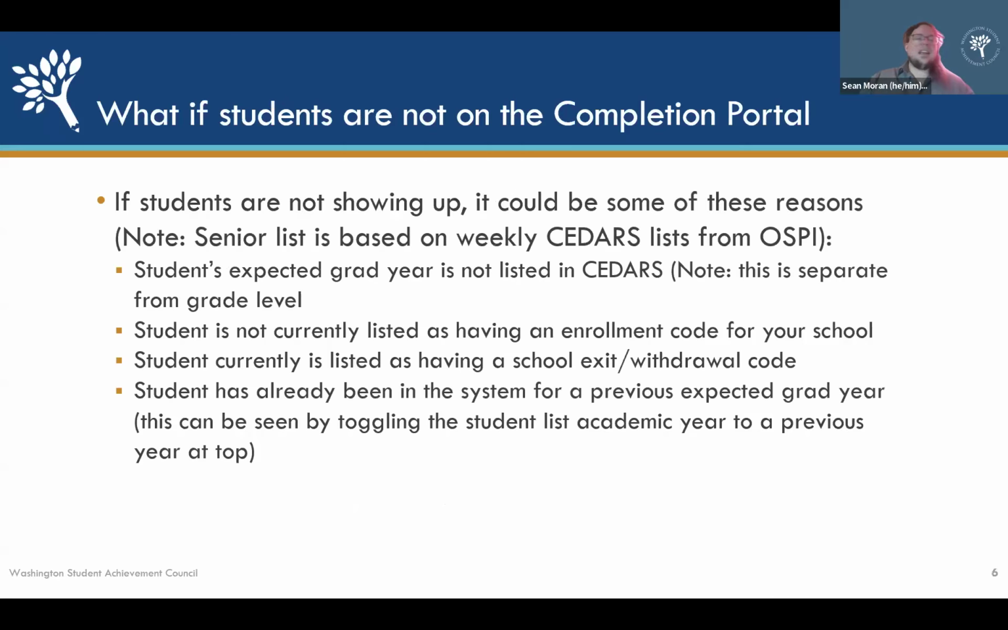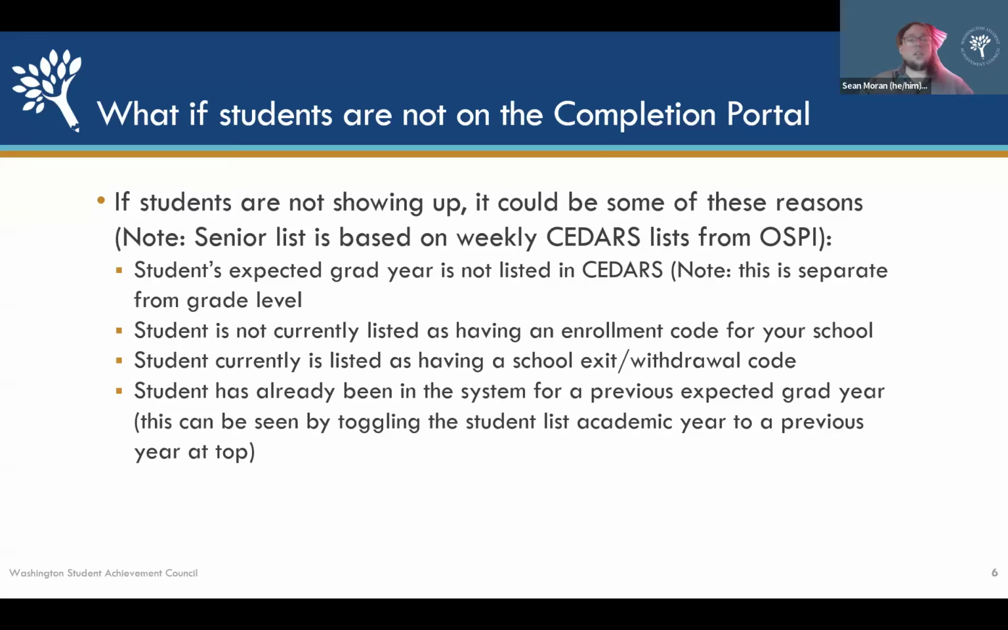Okay, the third one is actually something that comes up a lot from folks. What if students are not on the FAFSA completion portal? If students are not showing up, it could be some of these reasons. These are the most common reasons we see. And this is an important note, the senior list is based on weekly CEDARS list from OSPI. We cannot change the lists within the FAFSA completion portal, because then each week it would just be overridden, since we are getting these on a weekly basis. But some of the common reasons include students' expected grad year is not listed in CEDARS. This is separate from the grade level. That is an important distinction.